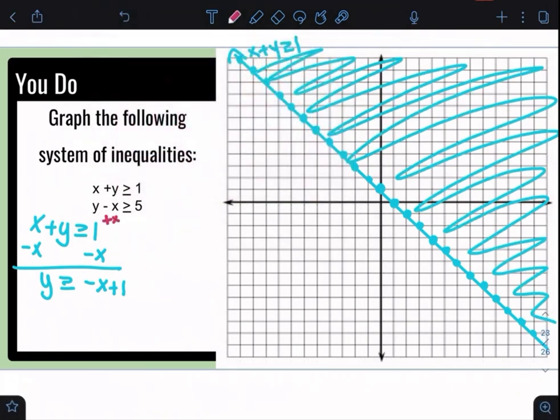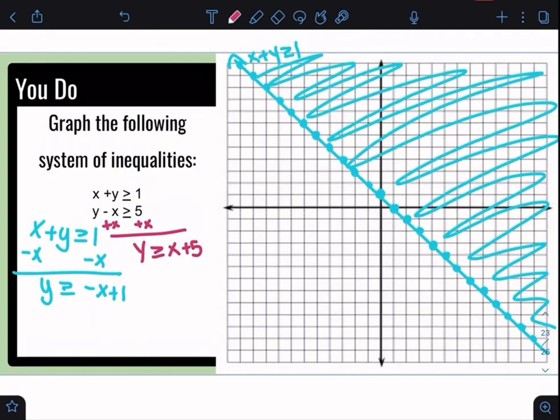Add x to both sides. We will get y is less than or equal to x plus 5. No, greater than or equal to x plus 5. So we're going to go up 5. 1, 2, 3, 4, 5. And now, if our slope is just 1, that just means we go up 1 to the right 1. Up 1 to the right 1.